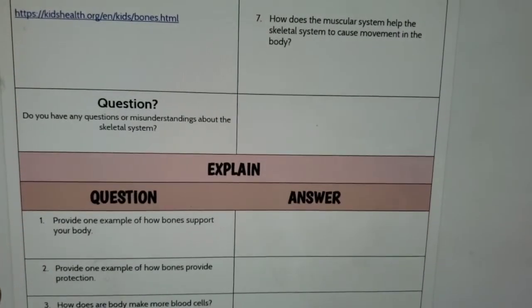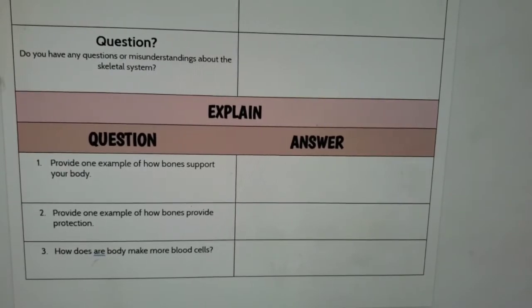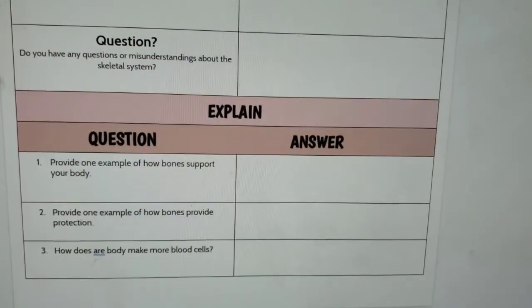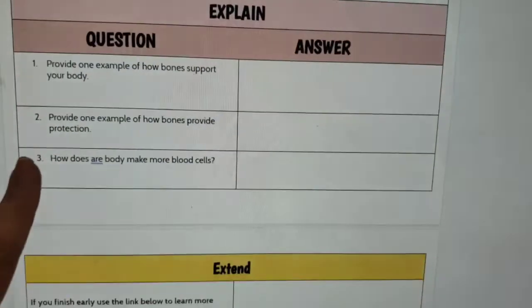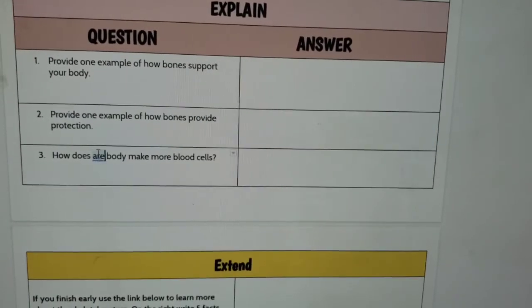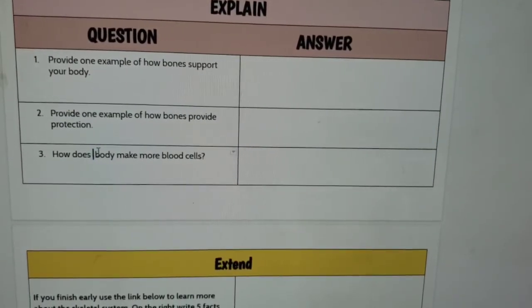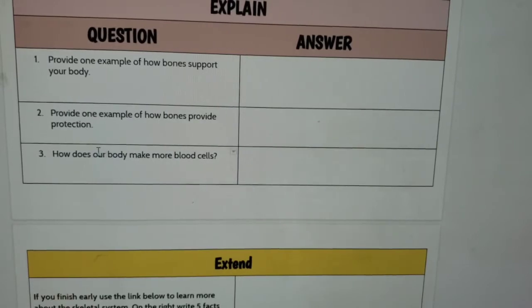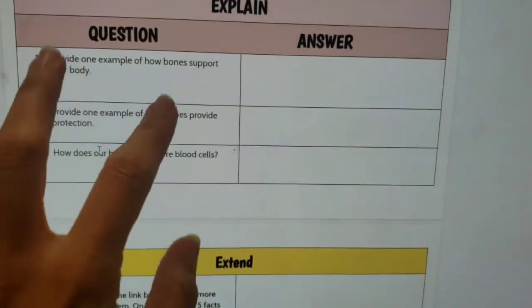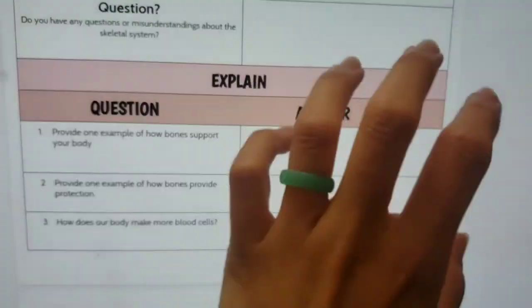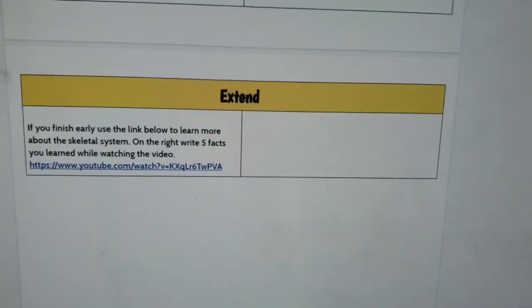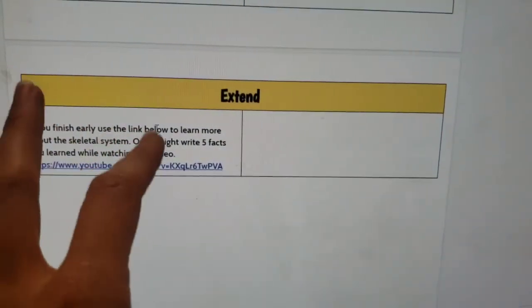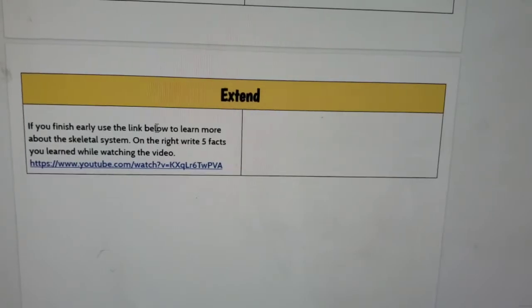Do they have any questions or misunderstandings that they may not want to say in class or ask, but they can type those there and I can respond back. This should say, how does our body make more red blood cells? So there's some higher level thinking, questioning here that they'll answer. And then there's also an extend section for early finishers where they'll go and watch this YouTube video about the skeletal system and write 5 facts.